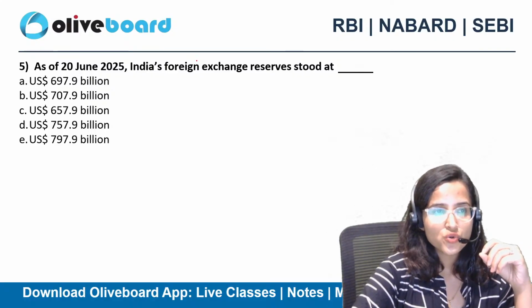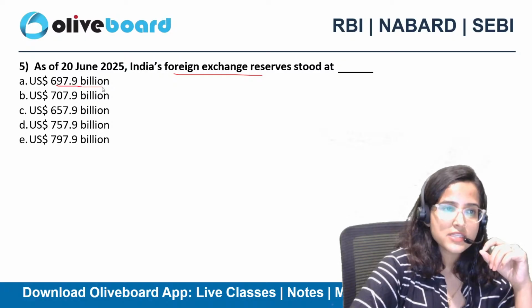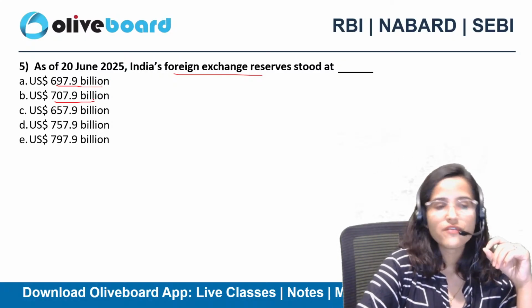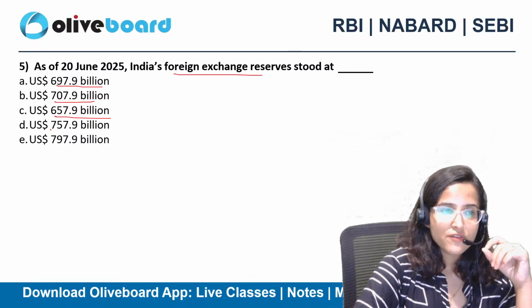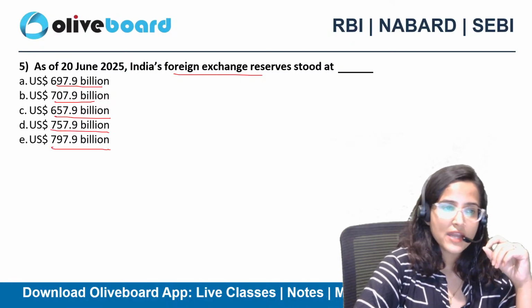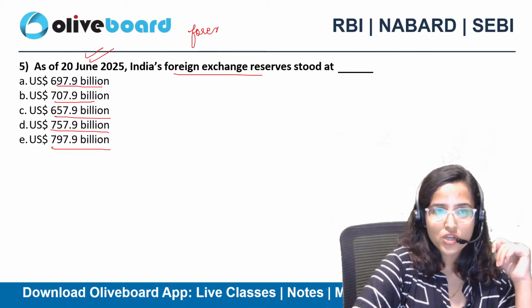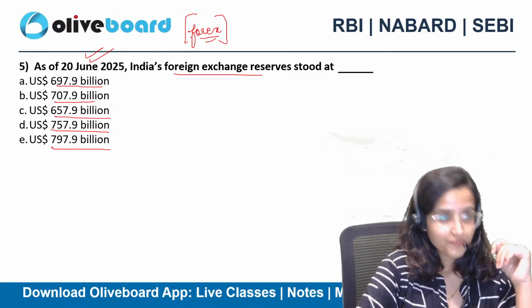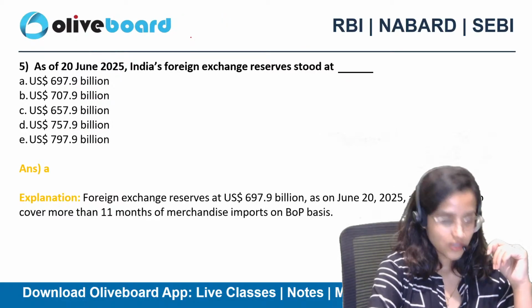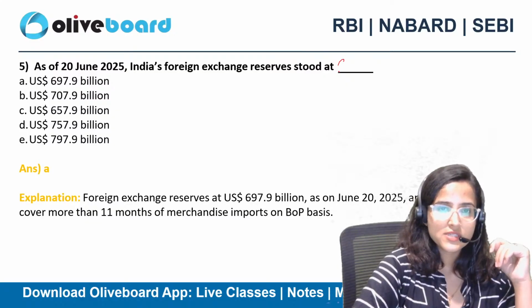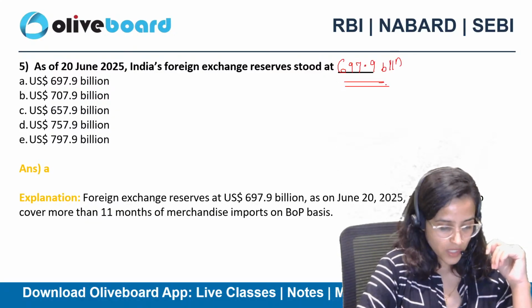As of 20th June 2025, India's forex reserves stood at dash. Options: $697.9 billion, $707.9 billion, $657.9 billion, $757.9 billion, or $797.9 billion. We're talking about as of June. And we're talking about what? Forex reserves. Fifth question. Abhigyan, John have given me A as the answer, which is absolutely correct. So it is $697.9 billion. Okay?